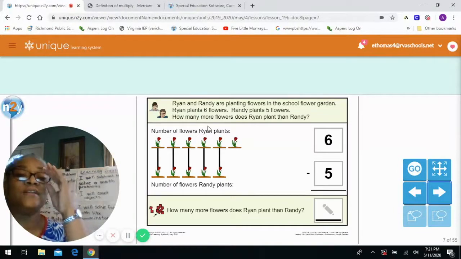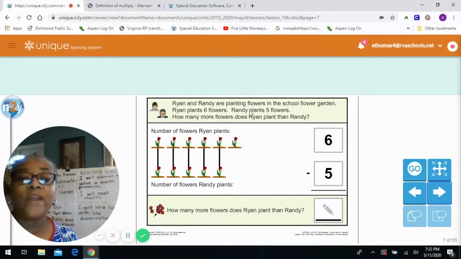All right, so Ryan and Randy are planting flowers in the school flower garden. Ryan plants 6 flowers. Randy plants 5 flowers. How many more flowers does Ryan plant than Randy? How many?